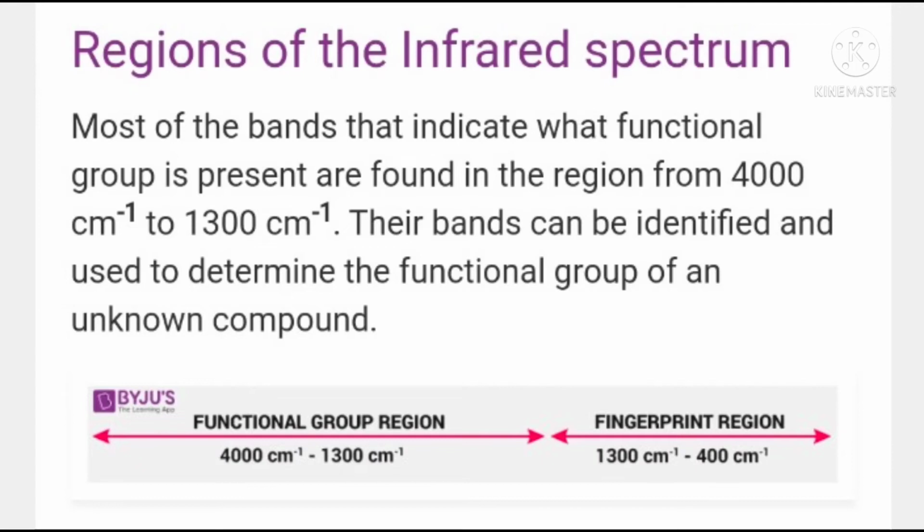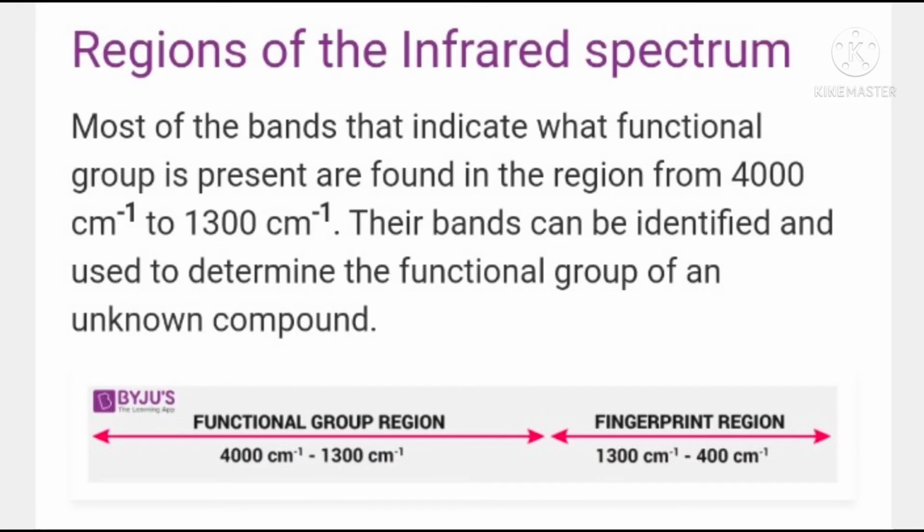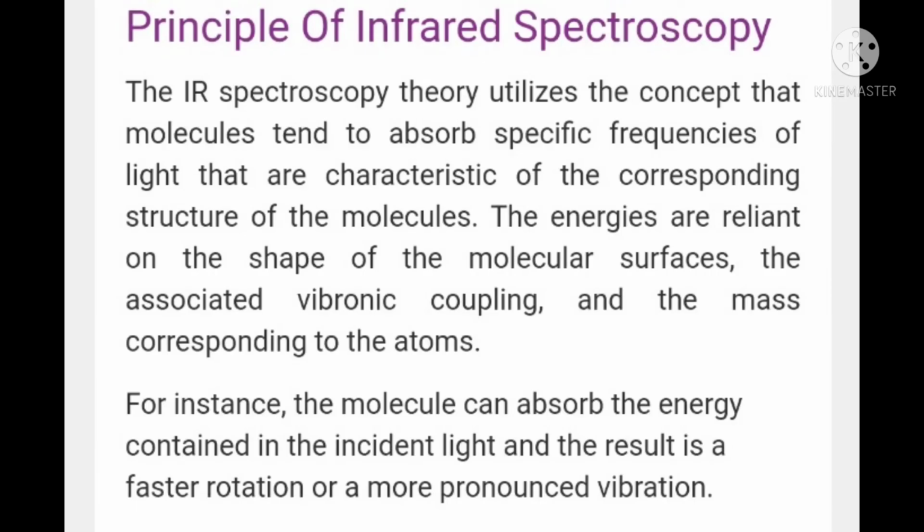Functional group region: 4000 centimeter inverse to 1300 centimeter inverse, and there is one more region, the fingerprint region. The fingerprint region is also used in infrared spectroscopy. IR detects functional groups in the range 4000 centimeter inverse to 1300 centimeter inverse. These are the regions of the IR spectrum.